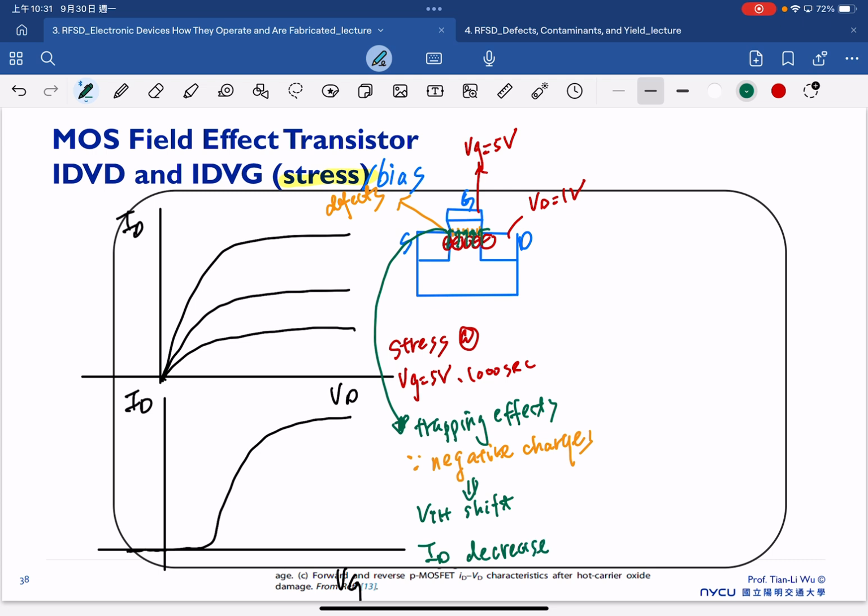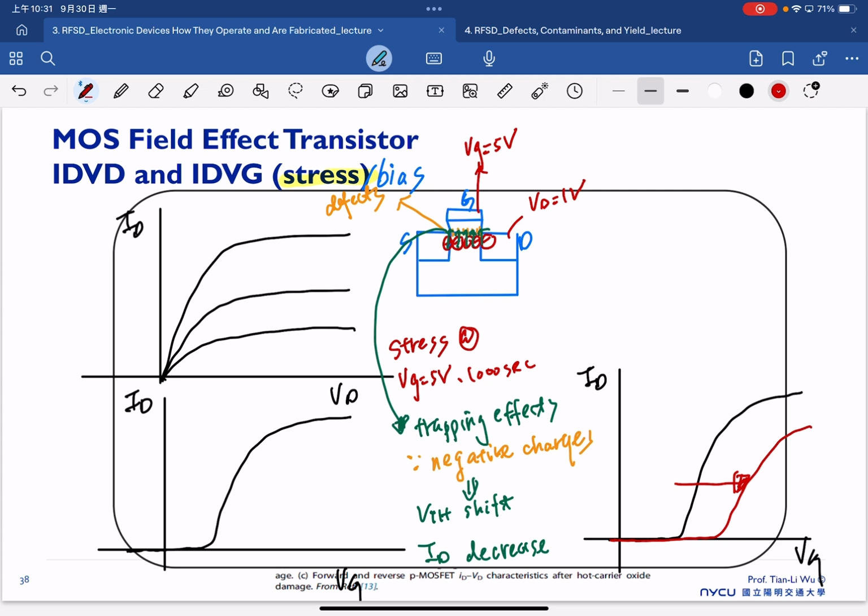So first, the threshold voltage shift should be easy to understand because the previous slide has already shown the IDVG curve. Our fresh curve looks like this, but after the stress, we see the threshold voltage shift. So our IDVG becomes like here. This means our VTH shifts. But at the meantime, with the same VG here, actually the drain current is decreased as well, right?